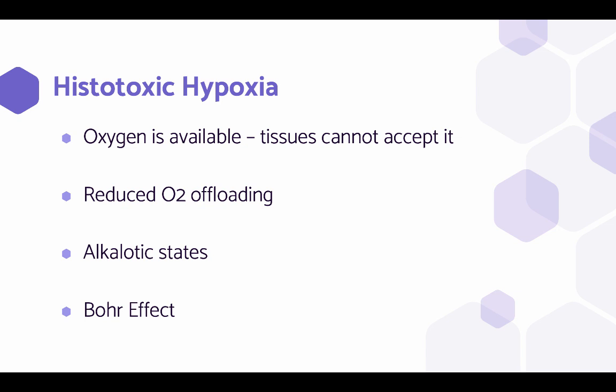We see this most commonly in alkalotic states. If we think back to our Bohr effect, and think back to acid-base, right? The Bohr effect says that oxygen really likes hemoglobin in alkalotic environments. So in our patients with alkaloses, the oxygen is going to just stay there with the hemoglobin, and it's not going to offload. So with histotoxic hypoxia, unlike hypoxic hypoxia, oxygen is available, it's just not offloading.